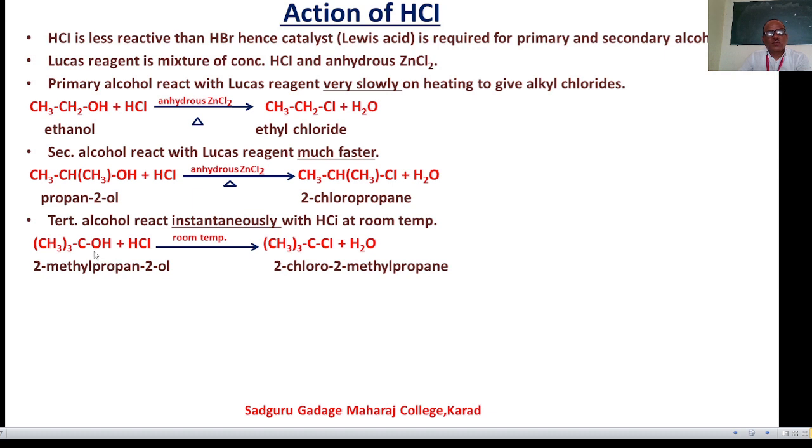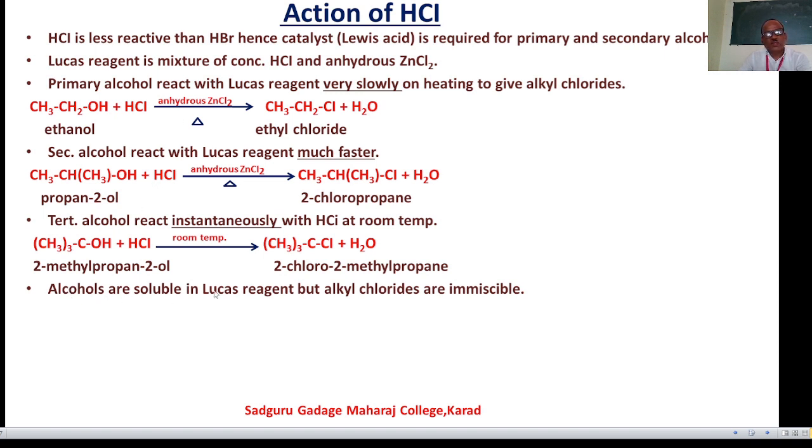So here tertiary alcohols are more reactive. This is a very fast reaction. Secondary alcohols are less reactive. It is a slow reaction. And in case of primary alcohol, it is a very, very slow reaction. Here a catalyst as well as temperature is required.